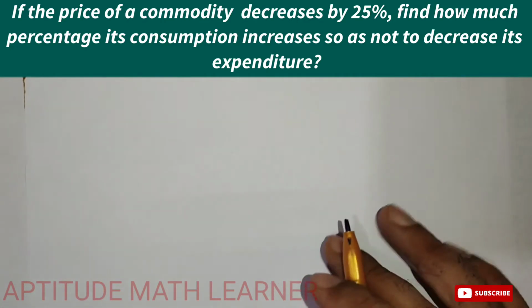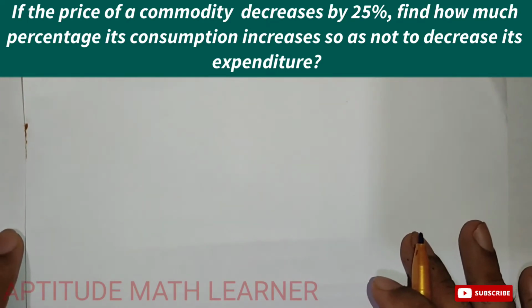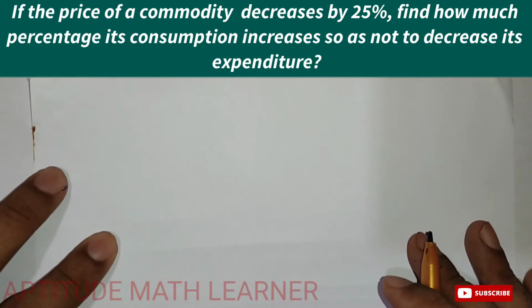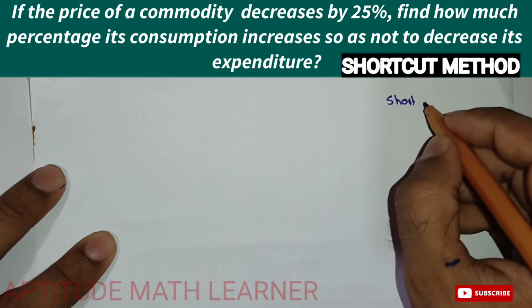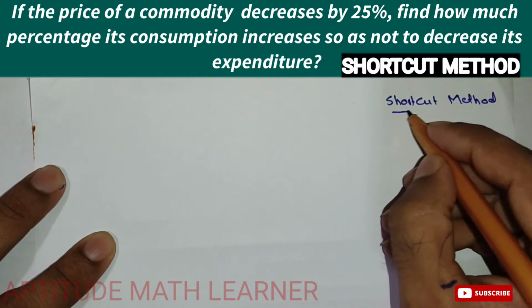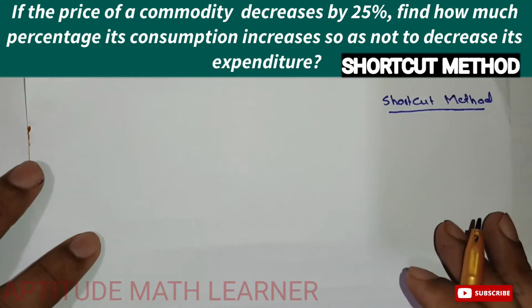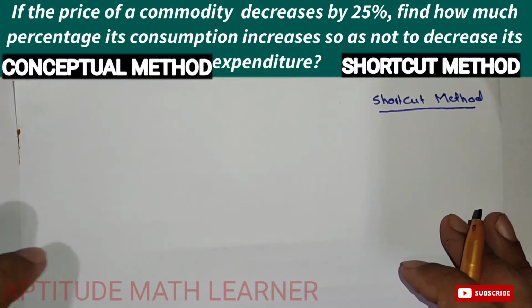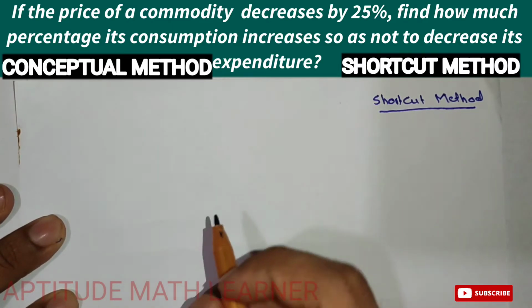For this also we are having two methods. One is conceptual and the other is the shortcut method. Those who want to attempt this question in a shortcut way, this portion is for them. But for the conceptual, we are here to understand, and the first thing is that you need to understand it conceptually, and that is the best thing I believe.